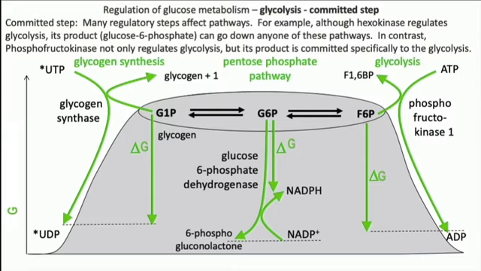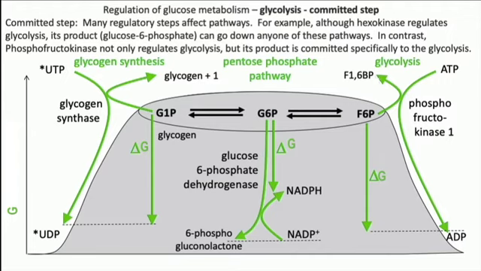However, hexokinase is not the committed step in glycolysis because the substrate fructose 6-phosphate can ultimately enter the pentose phosphate pathway or glycogen synthesis. The committed step, the key regulated step of glycolysis, is phosphofructokinase 1 because that catalyzes the formation of fructose 1,6-bisphosphate, which then is committed to glycolysis.